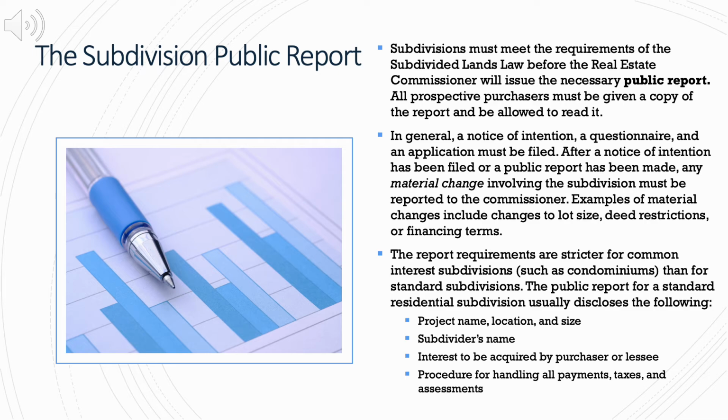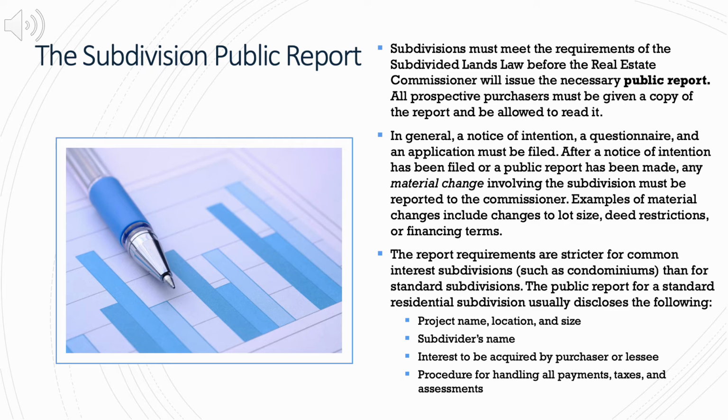After a notice of intention has been filed or a public report has been made, any material change involving the subdivision must be reported to the Commissioner. Examples of material changes include changes to lot size, deed restrictions, or financing terms. The report requirements are stricter for common interest subdivisions, such as condominiums, than for standard subdivisions.